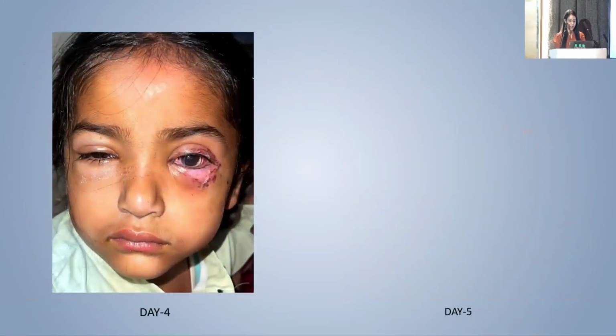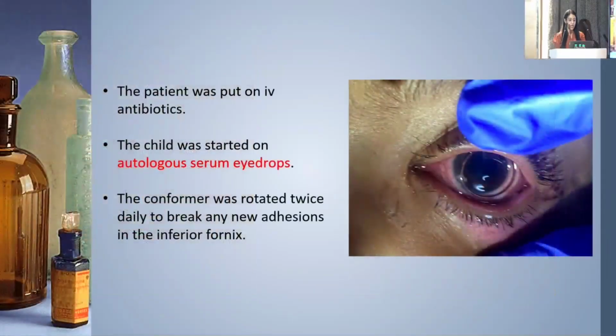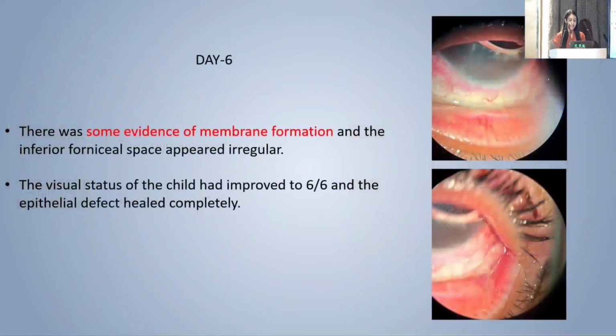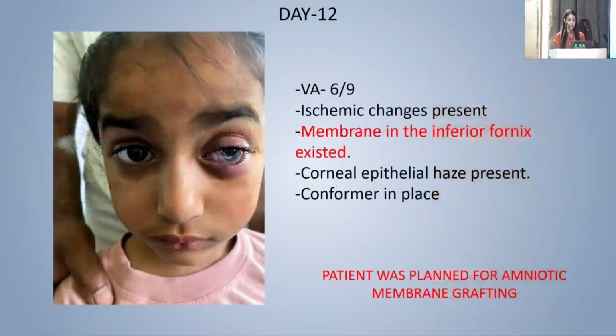These are the images from day 4 and day 5 of presentation. The child was then started on autologous serum eye drops. On day 6, there was some evidence of membrane formation in the inferior fornix. Day 12, the membrane was still present. Ischemic changes were present. Corneal epithelial haze was present. So the patient was planned for amniotic membrane grafting.